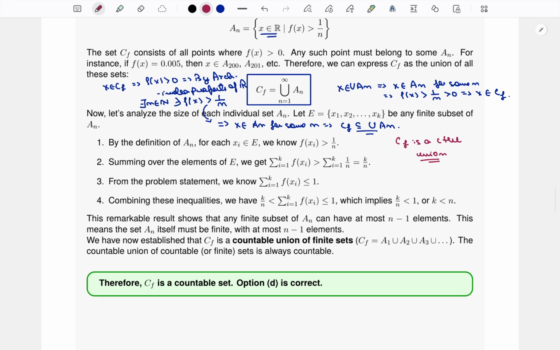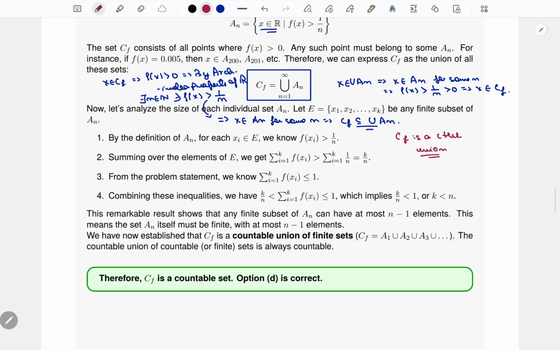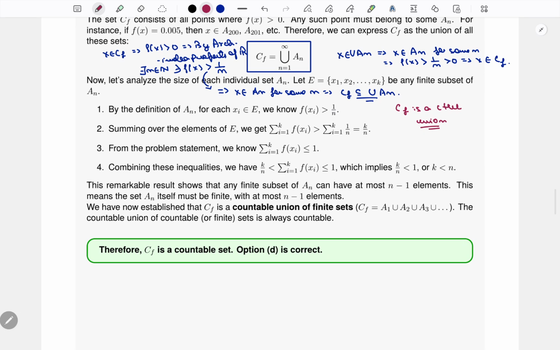Okay, let's see. Let E be any finite subset of AN. Then by the definition of AN, for each xi in E, we know that f of xi is greater than 1 over n. Therefore the sum of f of xi, i ranging from 1 to k, that is the images of all the elements from the finite set, is greater than the summation i equals 1 to k of 1 over n, which is k over n. Clear?